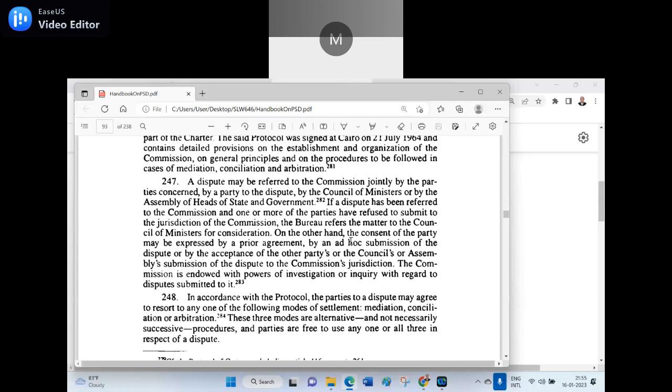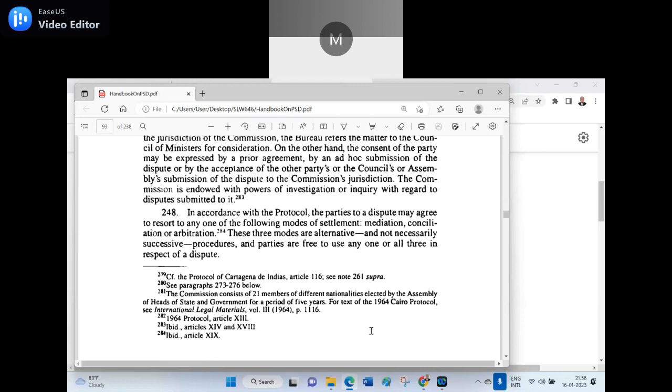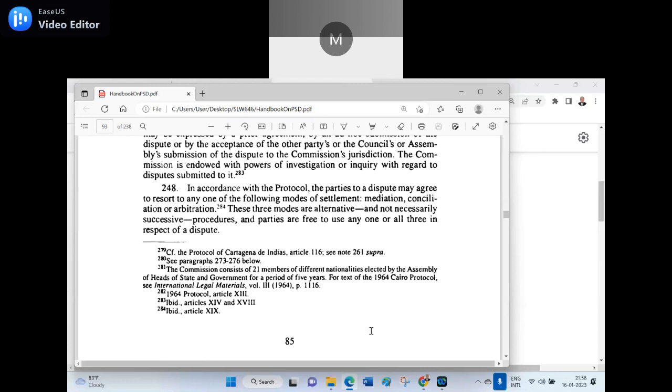The commission is endowed with the powers of investigation. Even the African Commission has the power of investigation or inquiry with regard to the dispute submitted to it. So whatever dispute is submitted, they can send the inquiry and make the investigation on it. In accordance with the protocol, the parties to the dispute may agree to resort to any one of the following modes, so they can resolve it.